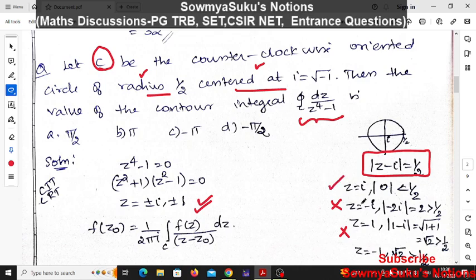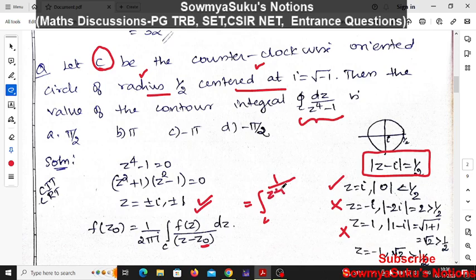So the only one pole is z equal to i. That fits this criteria, so we can substitute this one. So we have to find f of i is equal to 1 divided by 2 pi i integral over C. What is z naught here? i. So we have to write like this, integral over C, f(z) value is 1 divided by these values.